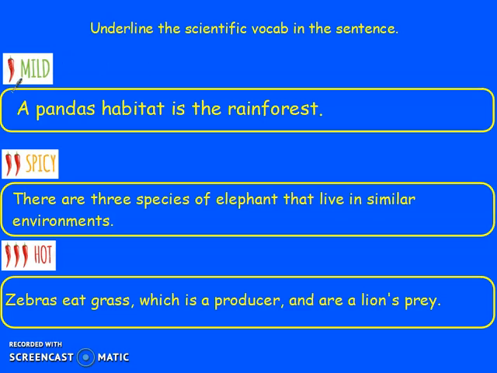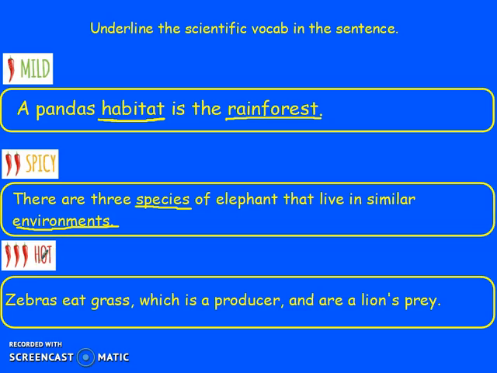If you chose mild, your sentence was, a panda's habitat is the rainforest. The scientific vocab is habitat. You could say the rainforest is one as well, but the main one is habitat. If you chose spicy, your sentence was, there are 3 species of elephant that live in similar environments. So you should have underlined species and environments.